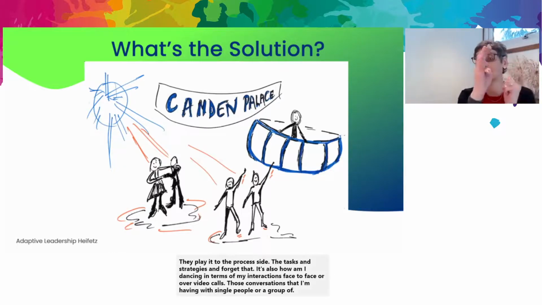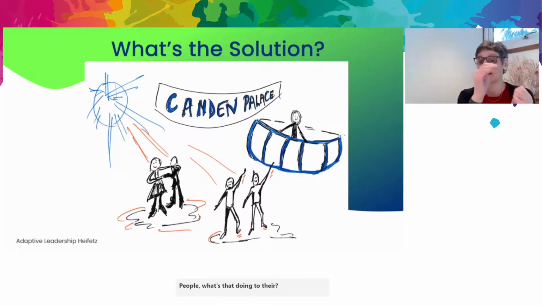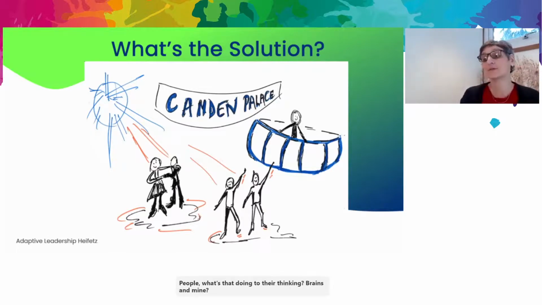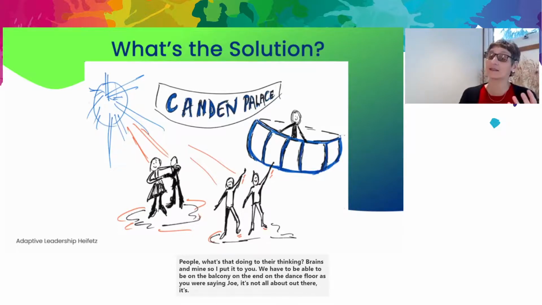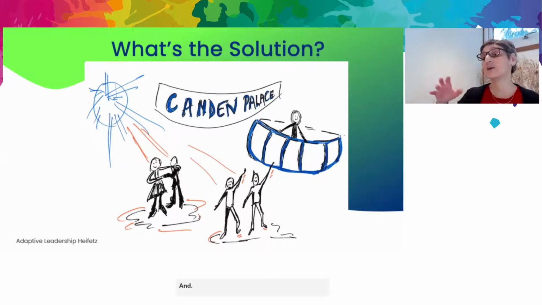What's that doing to their thinking brains and mine? So I put it to you, we have to be able to be on the balcony and on the dance floor. As you were saying, Joe, it's not all about out there, it's also about in here. What am I doing that's contributing to the situation? And so the solution is about finding a way to do all of that.